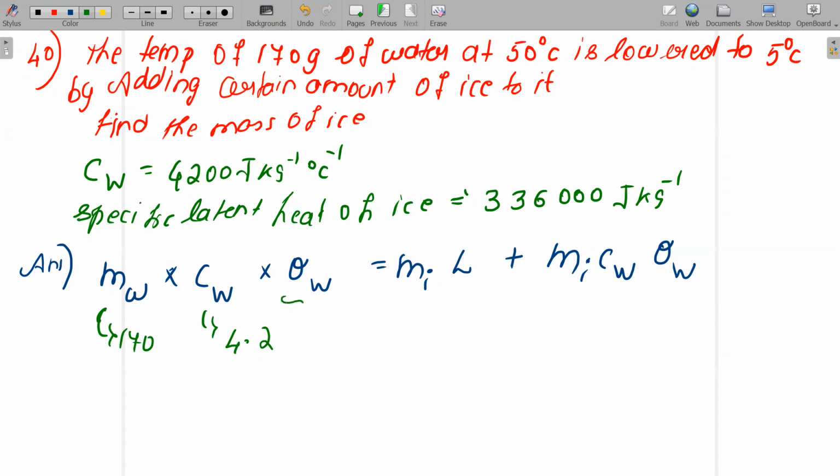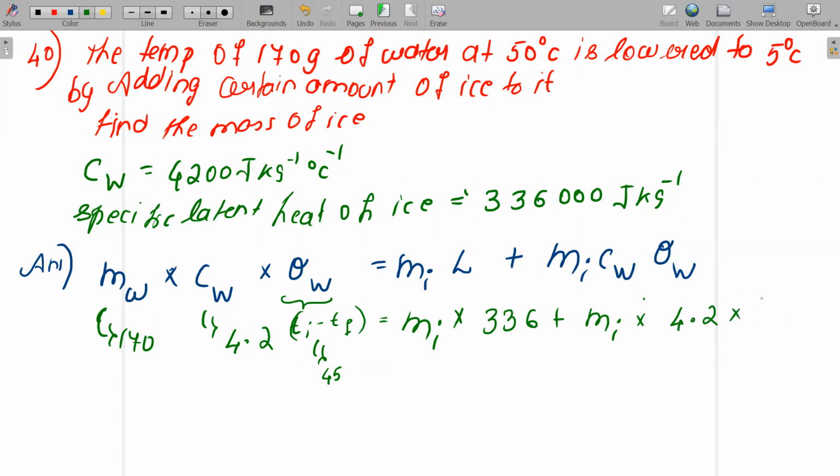How will you know that? Theta W is nothing but the initial temperature minus the final temperature, so 50 minus 5, you get 45. Now this one you should find, into L, which is 336, plus mass of ice into C_W, which is 4.2, into theta W, which is 5. Got it? It's given here, theta W is 5 only.